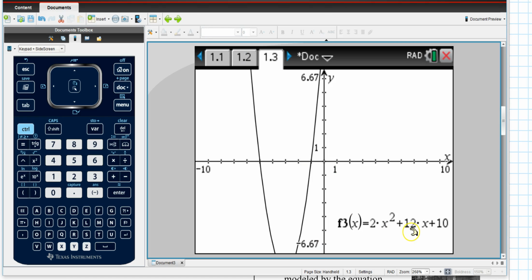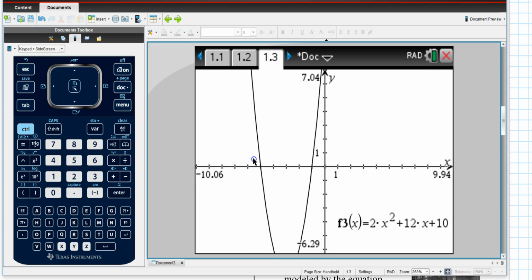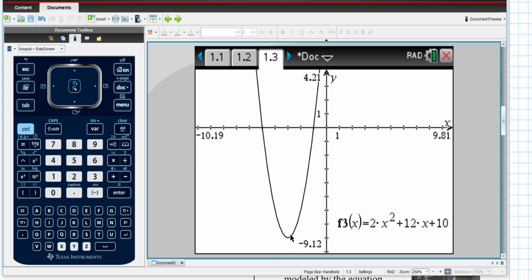And there's my function, 2x squared plus 12x plus 10. And I need the vertex, because it wants me to be in vertex form. So to find the vertex, I can't quite see it. It's going to be just off the screen. But remember, we can long press somewhere on the graph, or do control click, and we can grab the screen, move it up, and now I can see the vertex.